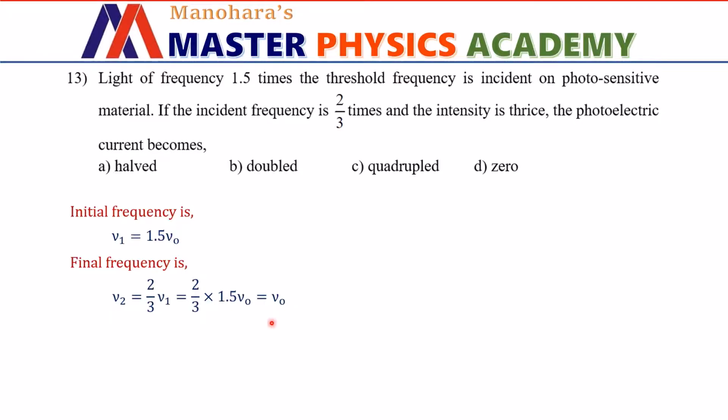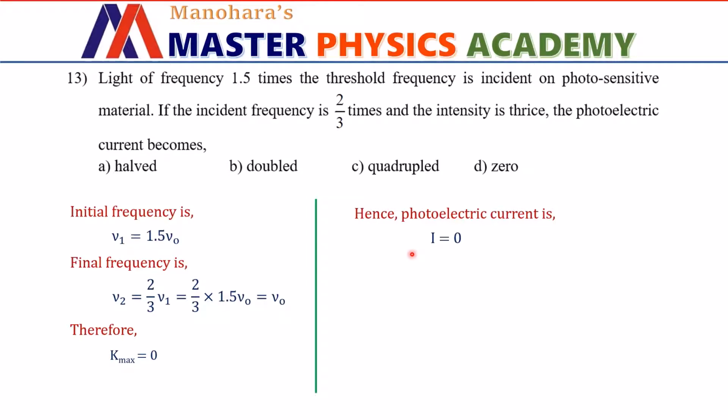That means the photons are able to knock out electrons from the metal surface, but they are unable to give the kinetic energy. That is, the kinetic energy of the photoelectrons becomes 0. Since the kinetic energy of the photoelectrons is 0, they are unable to provide any photoelectric current. Hence, option D is the right choice.